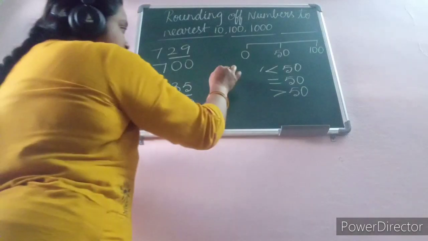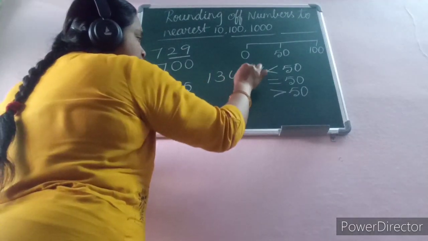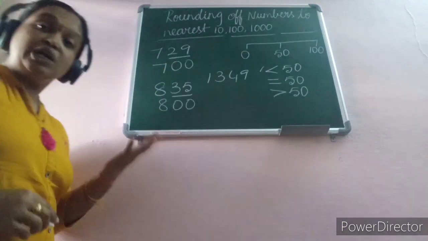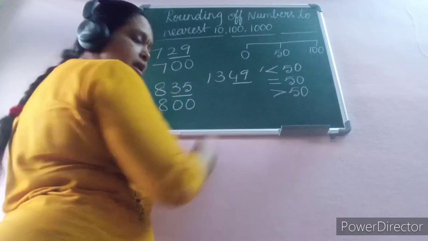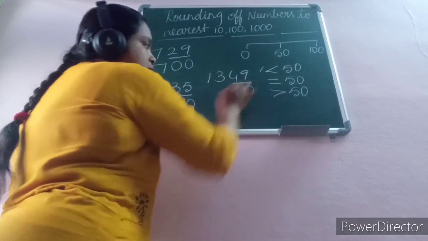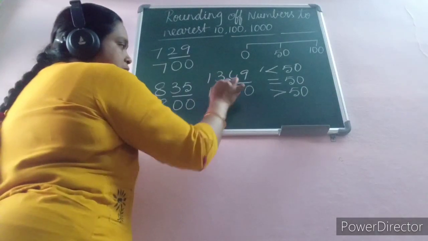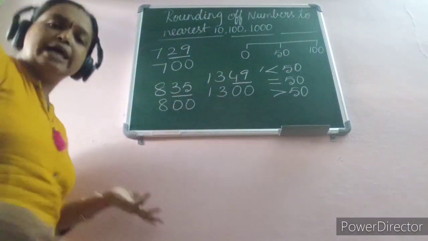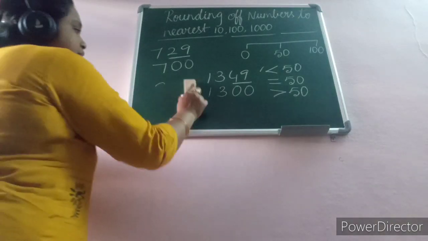Now come again with the next example, like 1349. It's very close to 50. Even then also our step 1, underline 49, 00. As this is less than 50, simple. 13 is going to be 13 as it is. So when you round off, you will be getting 1300.